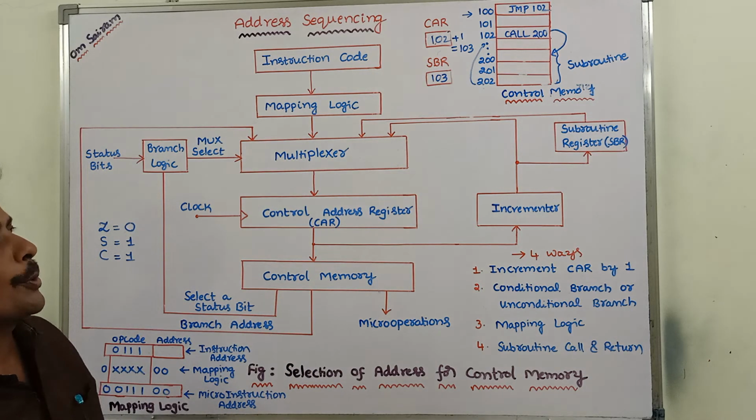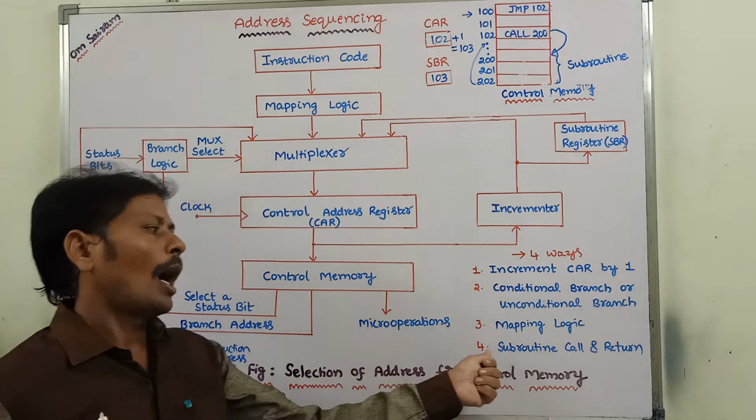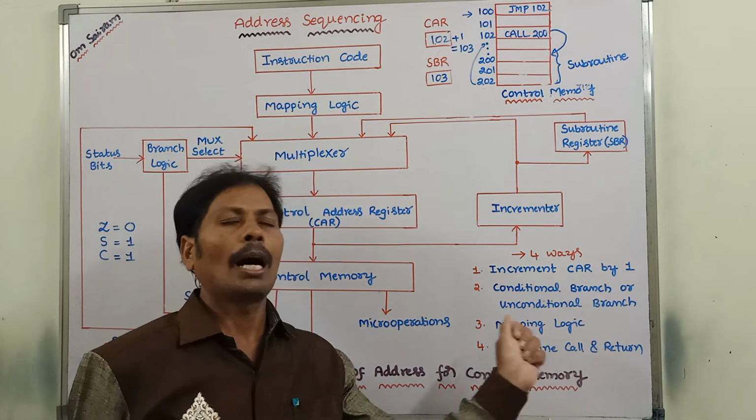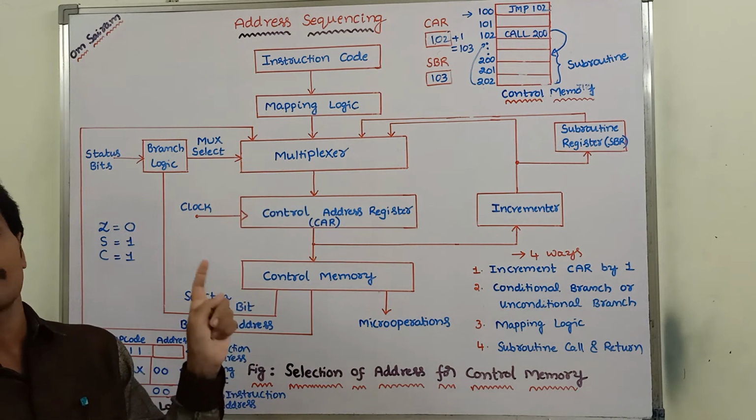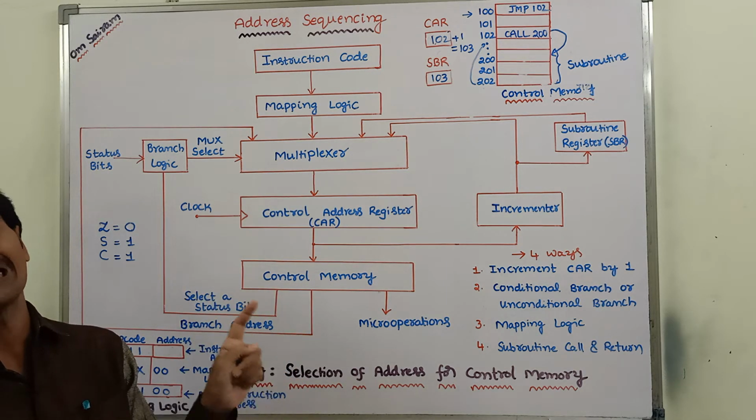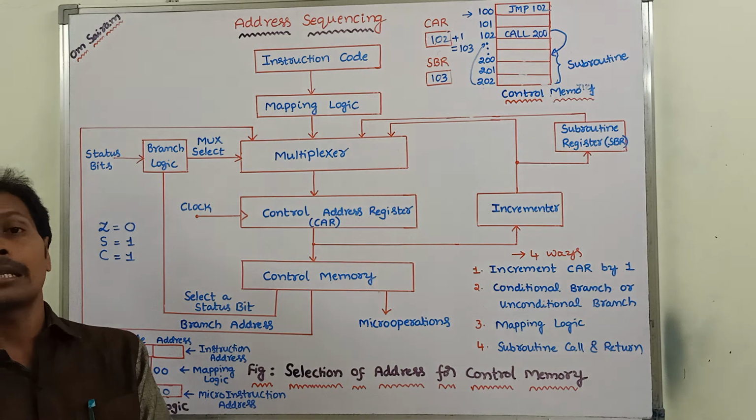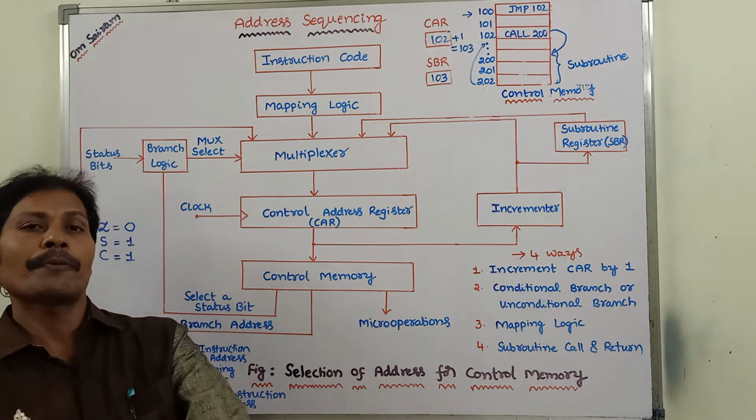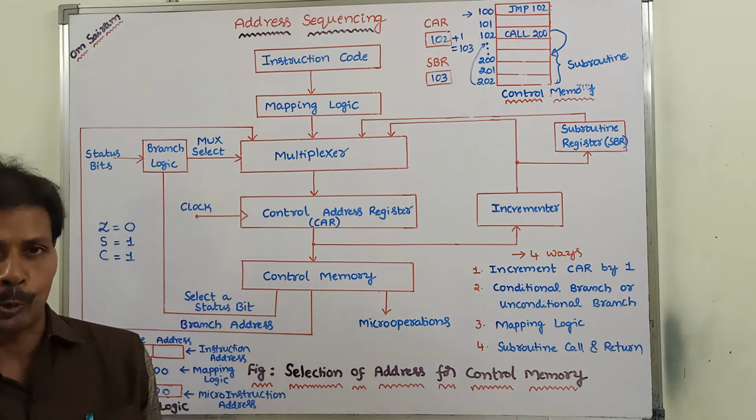Okay, so in this way, subroutine call and return can be performed. SPR is a subroutine register that contains the return address. That return address is used for transferring the program control from the subroutine to the main program.